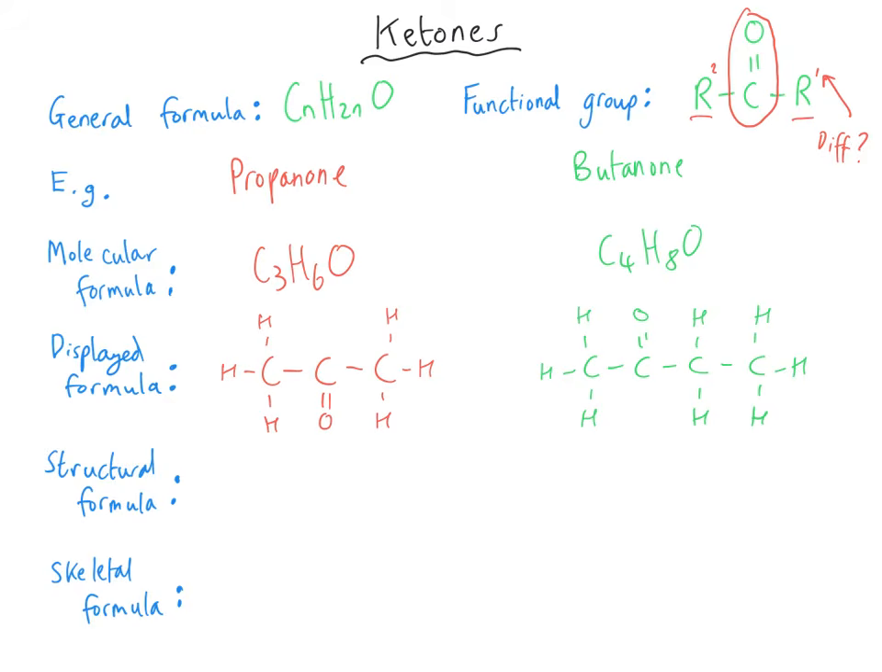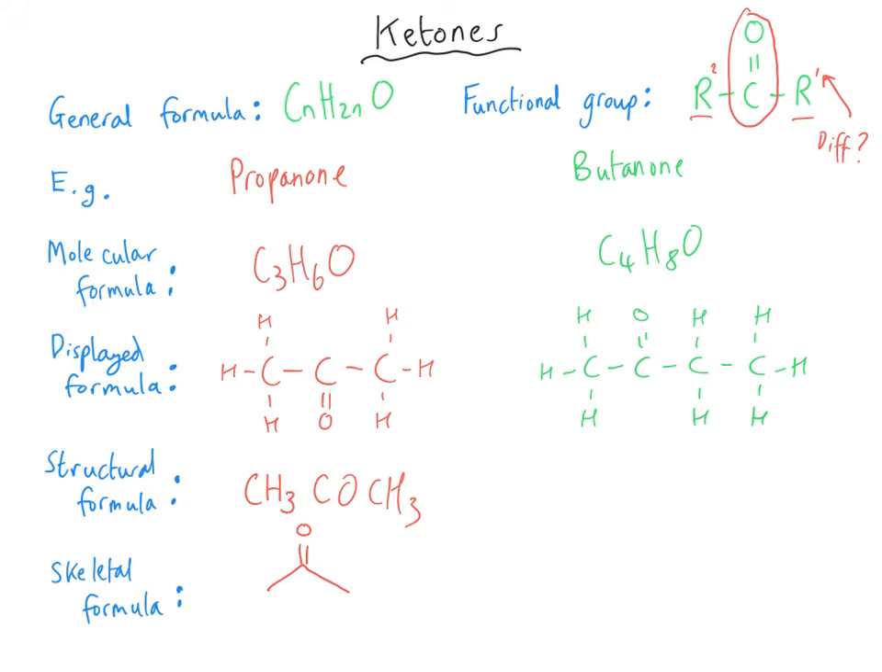So an example where they are the same is propanone on the left hand side, and that's got the molecular formula C3H6O, and here is its displayed formula. Structural formula, nice and easy, I'm sure you've got the hang of this, CH3, CO, CH3. And its skeletal formula, chain of 3 again, like that, and the double bond O is in the middle.